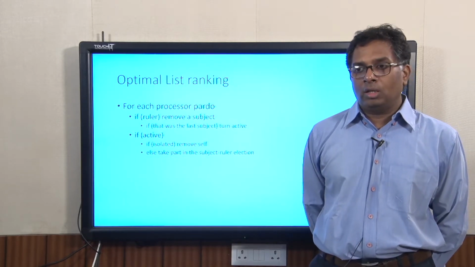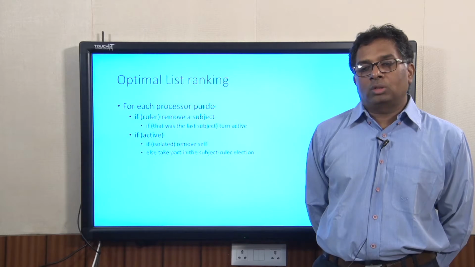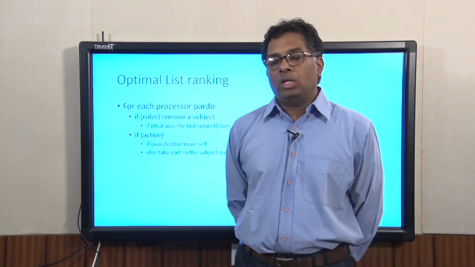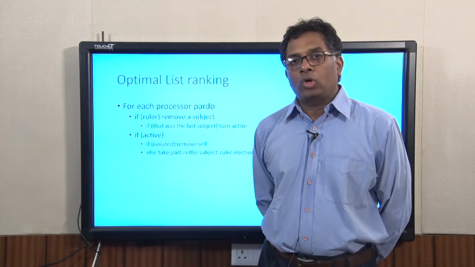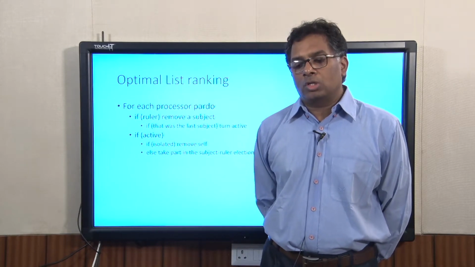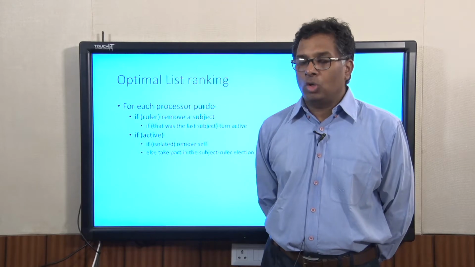Given a list of length n, we progressively remove independent sets from the list until the length of the list reduces to n by log n or less. At this point, the number of processors available is at least as many as the number of nodes in the list.